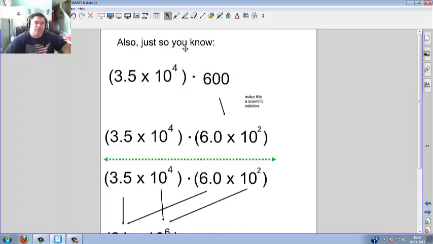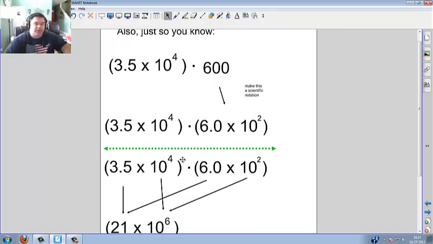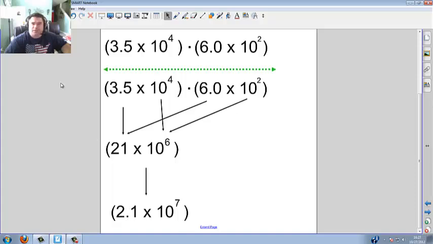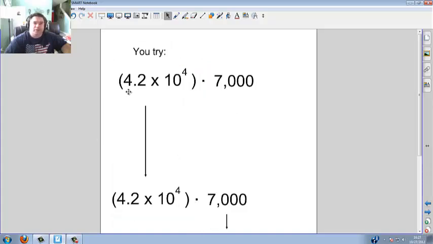Just so you know, 3.5 times 10 to the 4th times 600: just turn 600 into scientific notation, which would be 6.0 times 10 squared. And then 3.5 times 6, which is 21. 4 tens and 2 tens make 6 tens. Borrow against this 10, add it over here. 2.1 times 10 to the 7th.